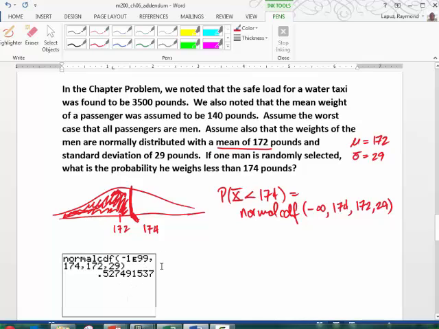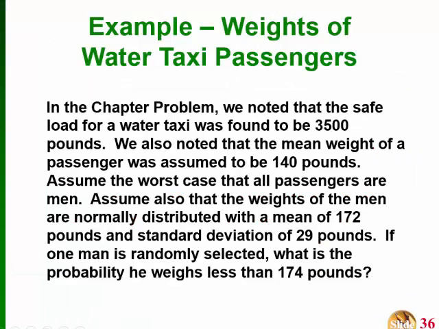So this is our percentage. Let's just finish off by writing down our answer, 0.52749. So that is the probability that a randomly selected person is going to weigh less than 174 pounds.